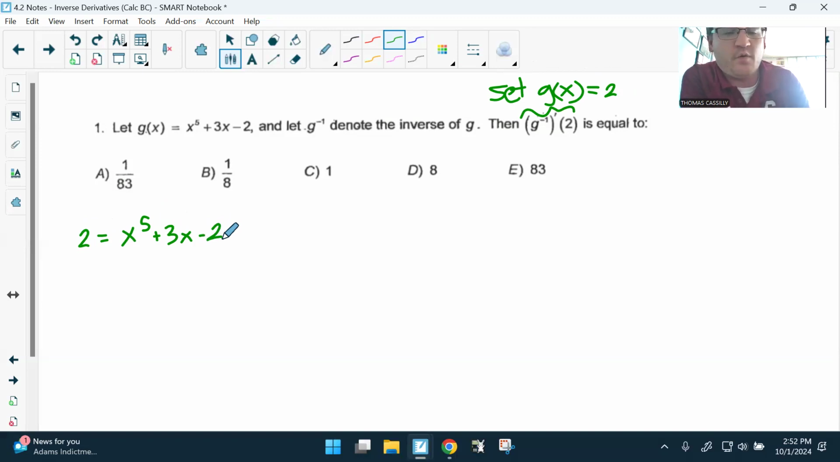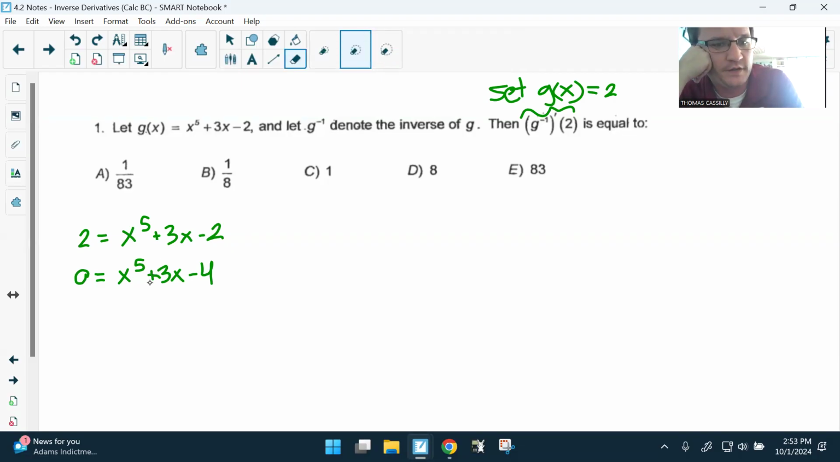We need to figure out what the value of x is going to be. We need to solve this for x. So I'm going to say 0 equals x to the fifth plus 3x minus 4. All right. From here, we could absolutely do synthetic division. All right, which will work, right?